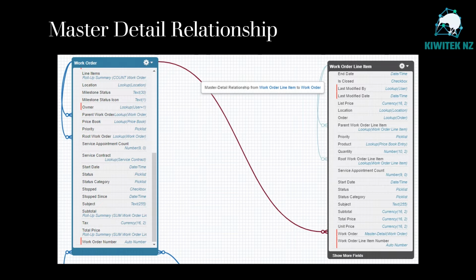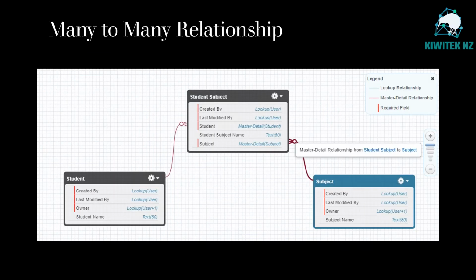Each custom object can have up to 2 master detail relationships, and each custom object can have a total of 40 relationships defined on it. Many-to-many relationships. There is no out-of-box many-to-many relationship in Salesforce. To define a many-to-many relationship, you have to create a junction object with 2 master detail relationships on each object. In the example here, a student can study many subjects.